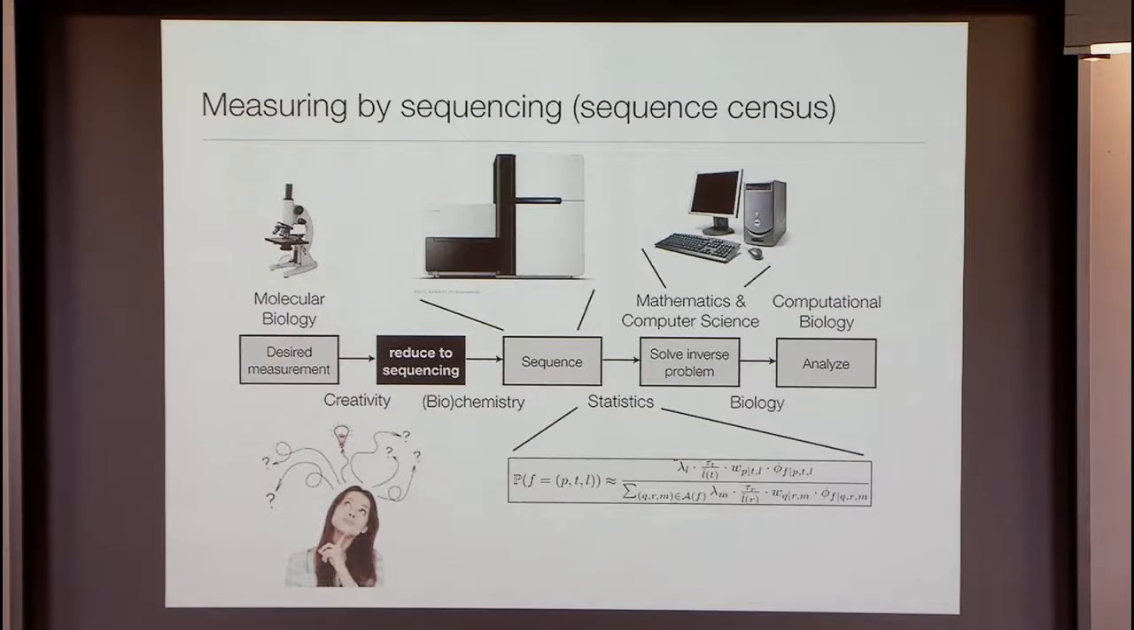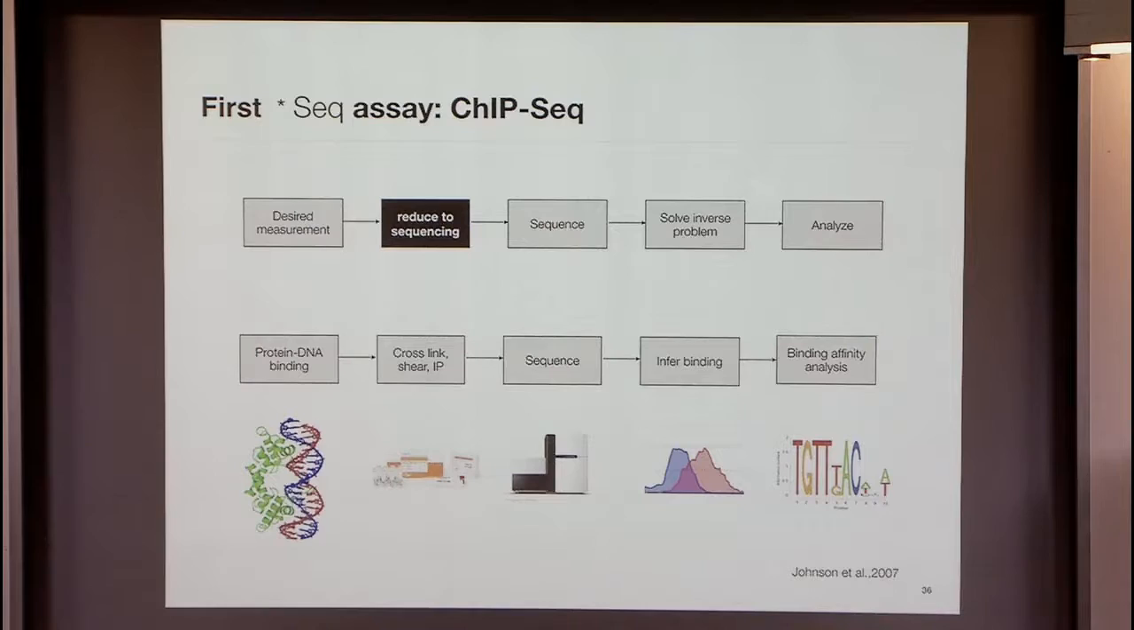In addition to that, there are a variety of molecular biology assays that rely on the same principle. There are now hundreds. The first one was published in 2007. It's called ChIP-seq. And I won't say that much about it because I'd like to leave some time for questions.